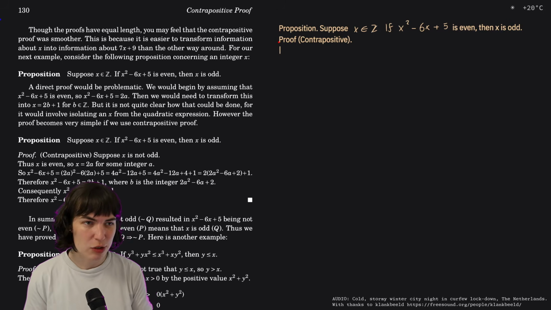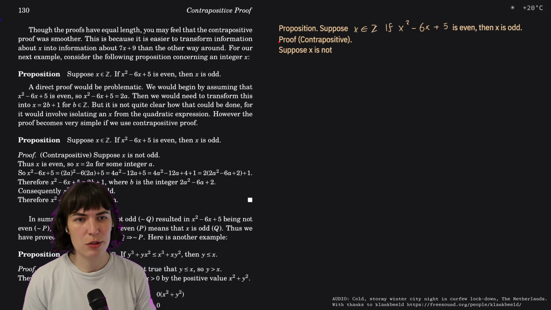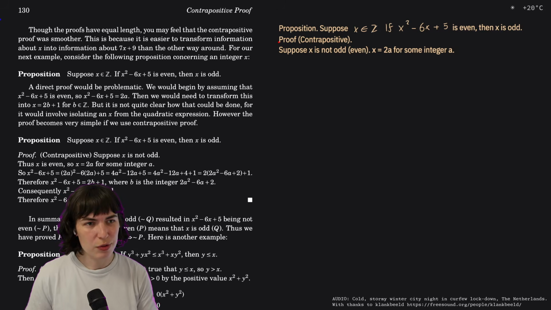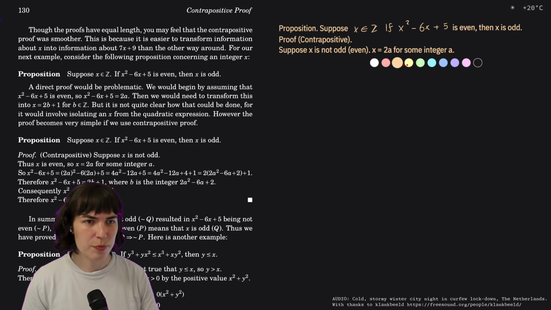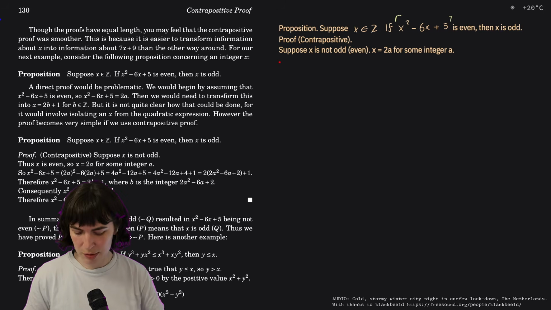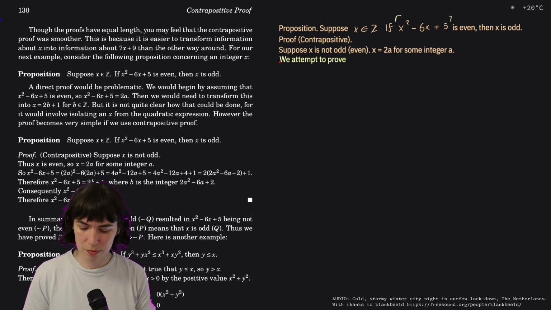Now we're trying to transform. I guess we're supposing, maybe suppose x is not odd. Suppose it's even. Then x equals 2a for some integer a. And then we need to prove that this thing here is odd. We attempt to prove this thing.